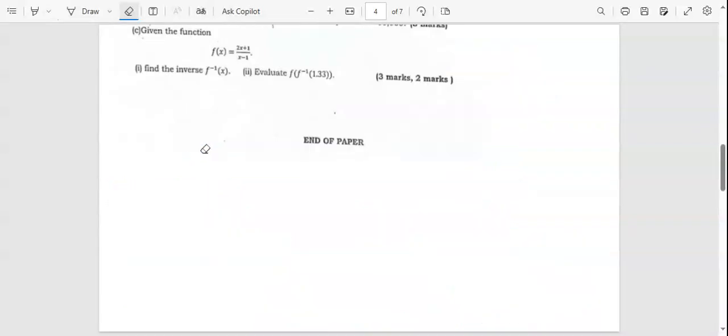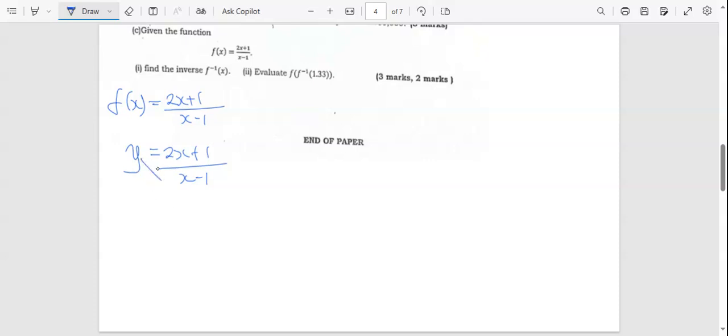So what you are going to do here is compute this, and we find first the inverse. So for the inverse, you write this function as y equals 2x plus 1 over x minus 1. You put y wherever there's f of x. So y is equal to 2x plus 1 over x minus 1. Then you cross multiply, all right? That will be yx minus y is equal to 2x plus 1.